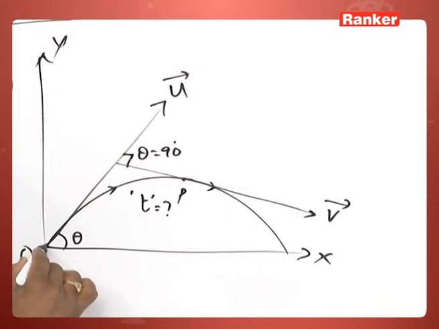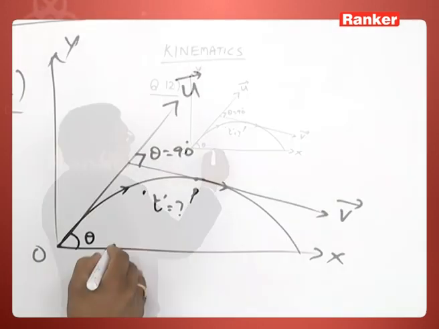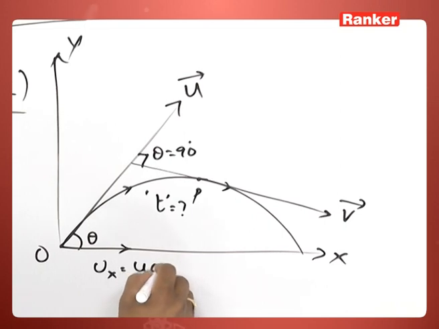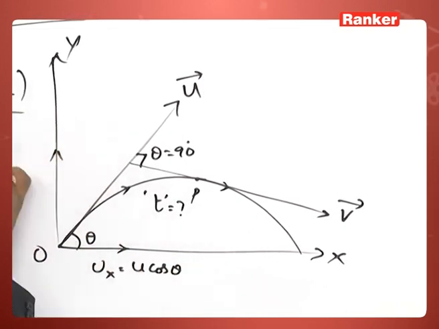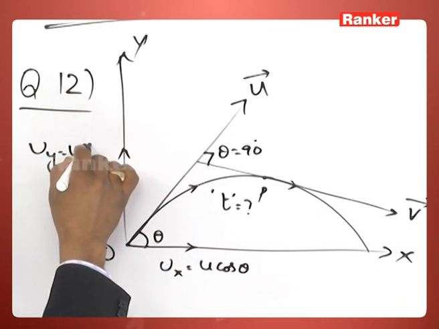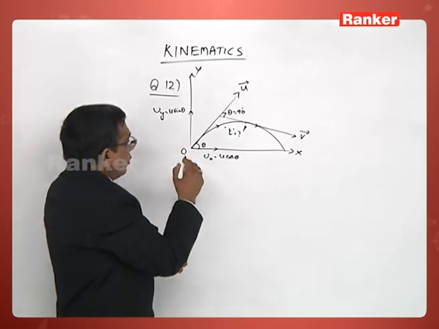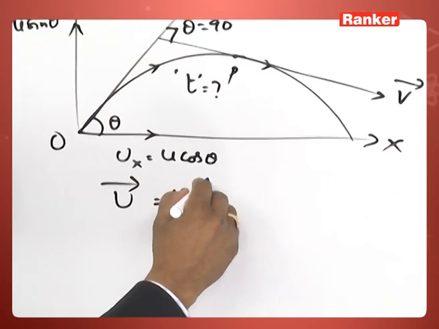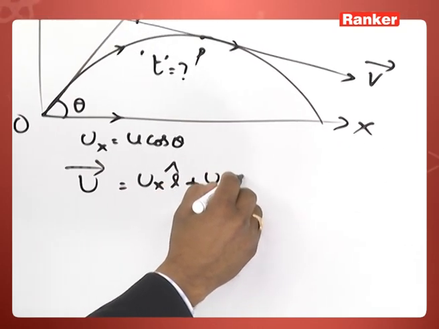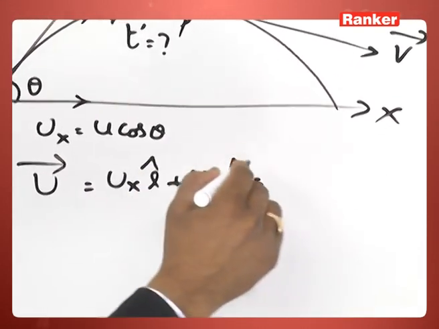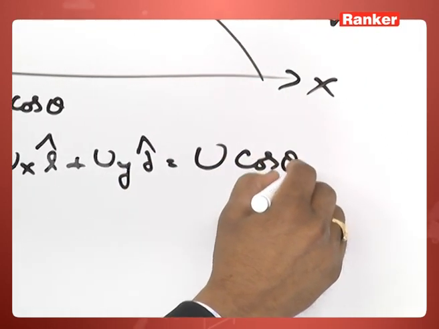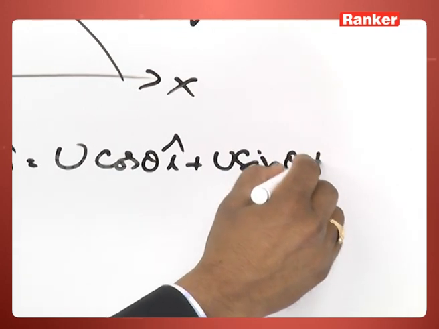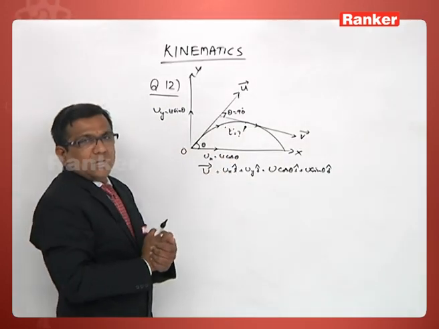Initially, you are throwing the body from here with a velocity u. If you resolve this into two components, ux will become u cos theta. Uy in vertical direction will become u sin theta. Then, how do you write this velocity? U bar is equal to, you can write any vector like this, ux i cap plus uy j cap. Therefore, I can write u cos theta i cap plus u sin theta j cap. This is the initial velocity vector.